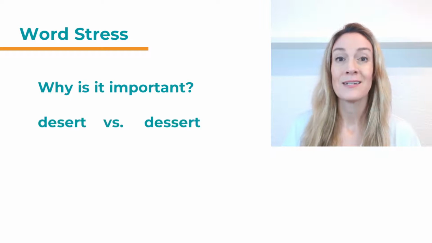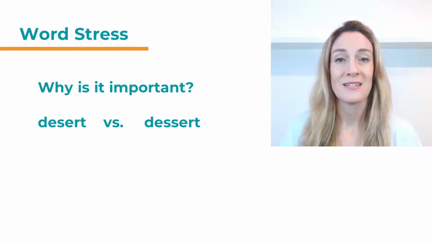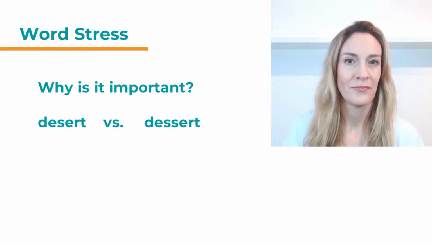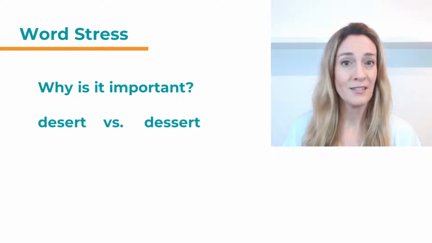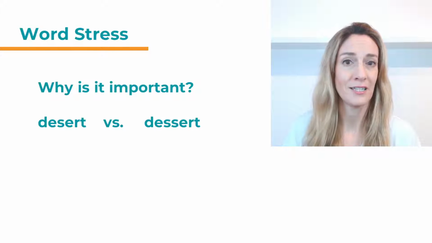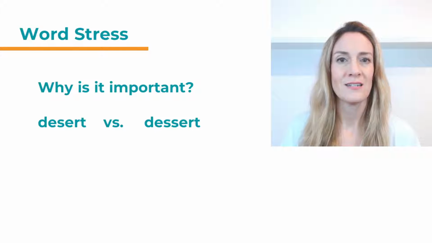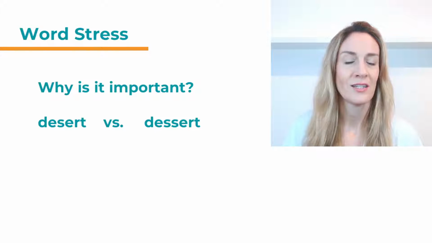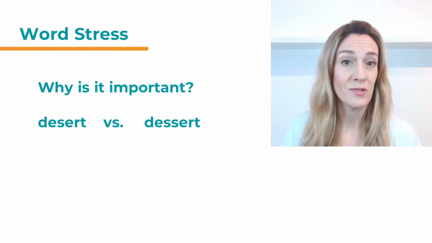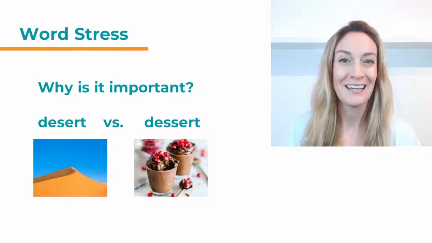Now let's look at an example. Here we have two words, desert and dessert. Now the spelling looks very similar. In fact, there's only one S really that is the difference. But if you listen carefully, desert, dessert, the pronunciation is also quite different. First of all, what is the meaning really, in case you don't know?